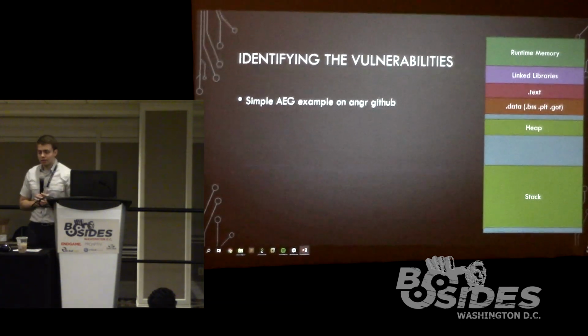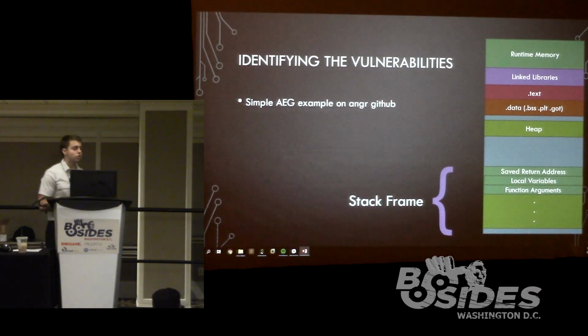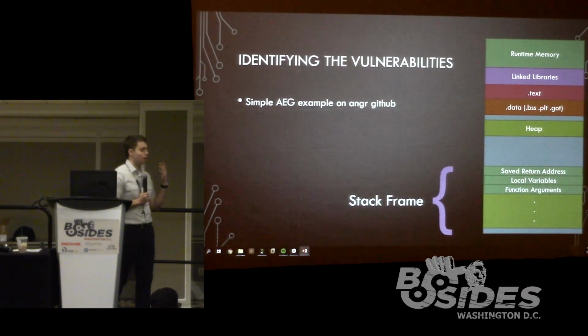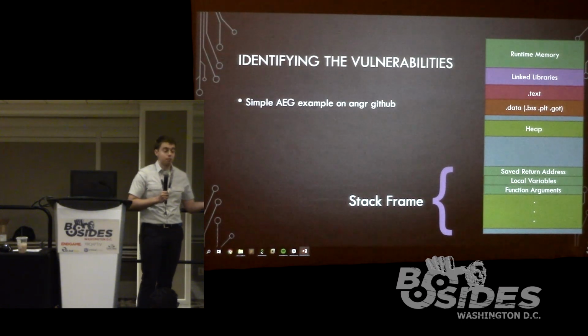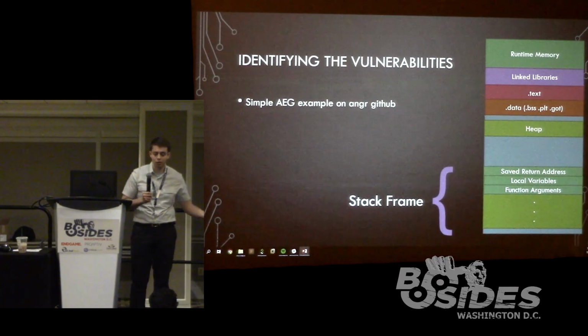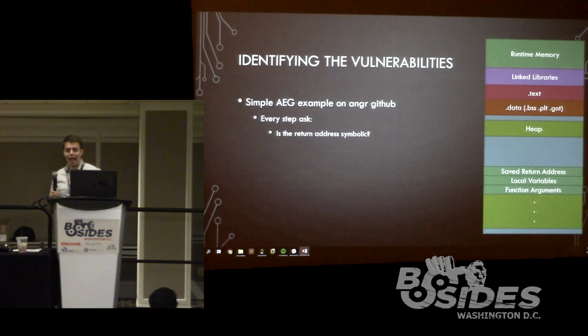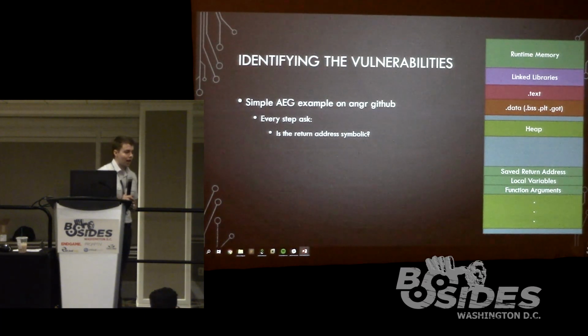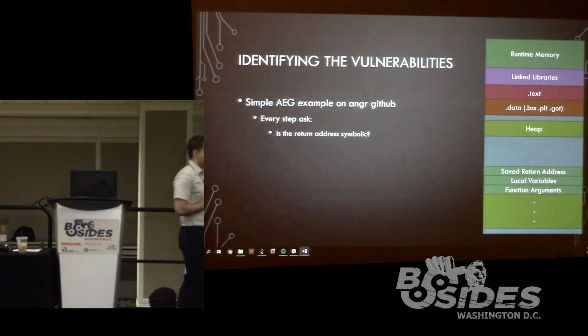When you're calling a function, you have this concept of a stack frame. You have your return address. You have any arguments you put in there. You have your local variables there. And usually one of those local variables gets overwritten for a buffer overflow. So every single time you're running a program in angr, you need to ask, did that return address somehow become symbolic? Is there some value in one of those program state representations that can overwrite that thing?